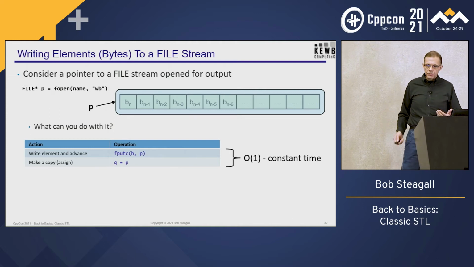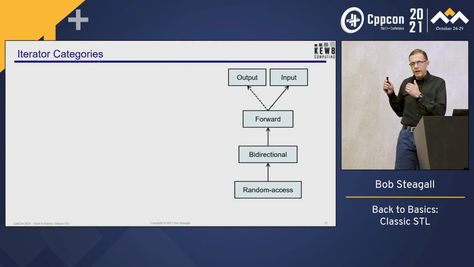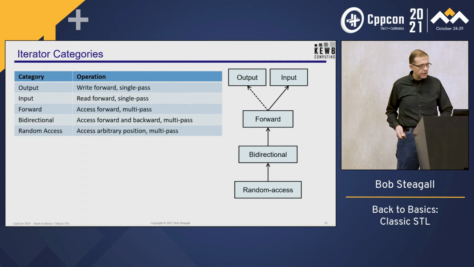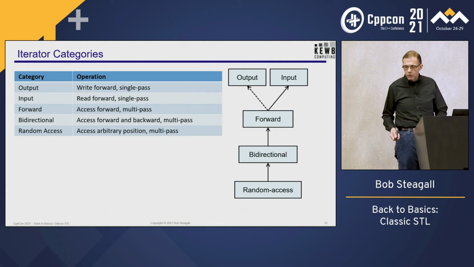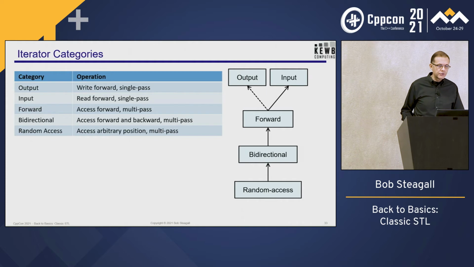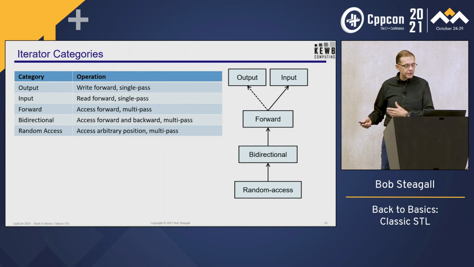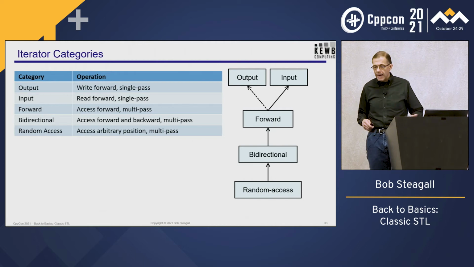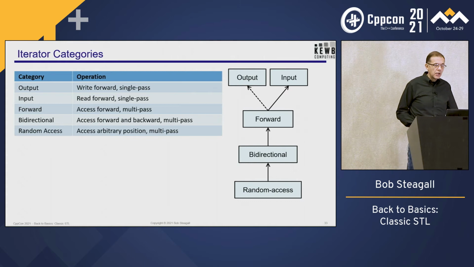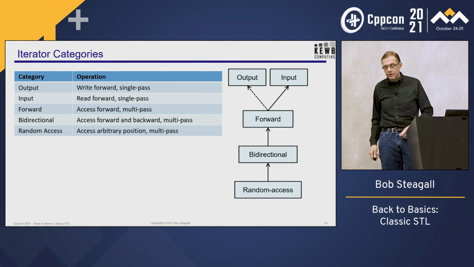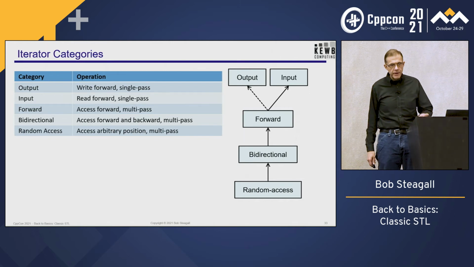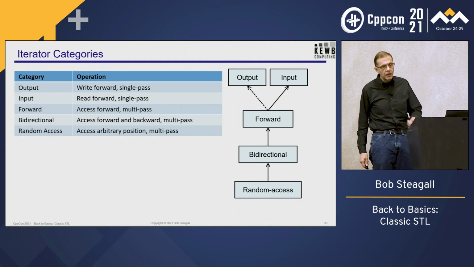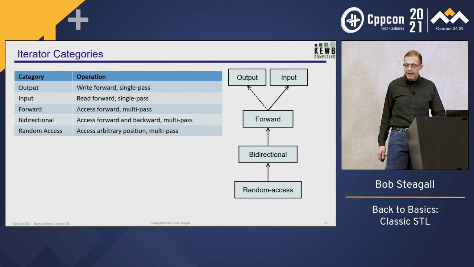So now if we think about those operations, and we think about our category of iterators, there's kind of a mapping here. Output iterators correspond to a write-forward, single-pass mode of operation. Input iterators are read-forward, single-pass. Forward iterators represent accessing forward, multi-pass; bidirectional, accessing forward and backward, multi-pass; and random access, accessing arbitrary positions in multi-pass. So from top to bottom: writing to a file, reading from a file, iterating over a singly linked list, iterating over a doubly linked list, or iterating or randomly accessing a vector.